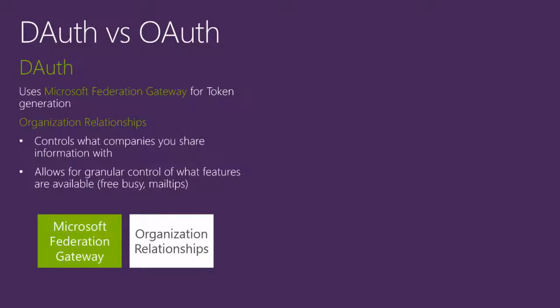So what is the difference between DAuth and OAuth? Well, DAuth in Exchange 2013 uses the Federation Gateway. It is a sort of a third-party broker that you use to authenticate between Exchange on-premises and Exchange Online, for instance, for free/busy requests. And I'll be using the free/busy requests as an example to illustrate how it works.